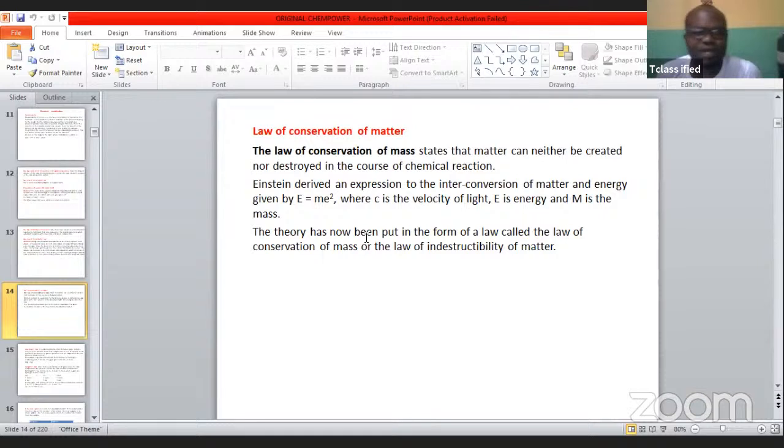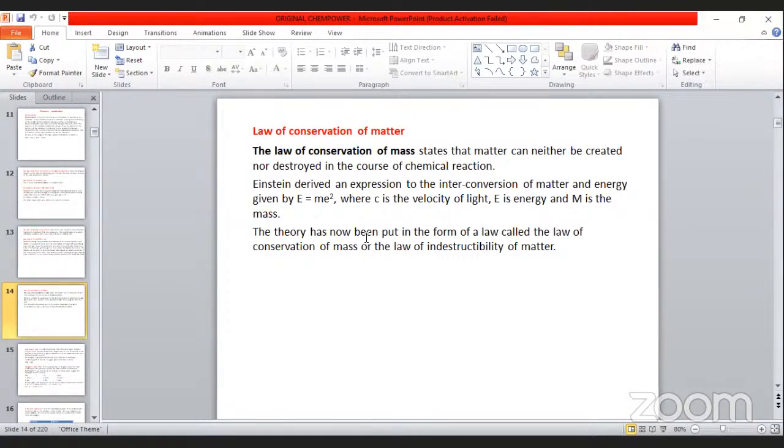So finally, we look at the law of conservation of matter. I told us that this law is just very similar to the stoichiometry. It is based on this very law that stoichiometry is gotten. So this law simply states that matter can neither be created nor destroyed in the course of chemical reaction. I hope this one is clear. This is a pretty common law in chemistry and in sciences in general.